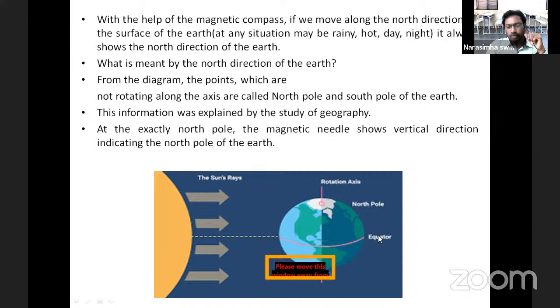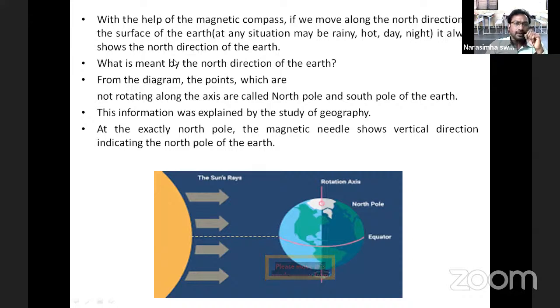Exactly opposite to that is the west direction, and where the rotational axis is present, the point where it is not rotating, that top point is called the north pole. I'm repeating: the direction in which the sun rays are incident, we treat as east, and opposite to that is west. The axis point that is not rotating at the top of the Earth is the north pole, and exactly opposite to that, at the bottom, is the south pole.